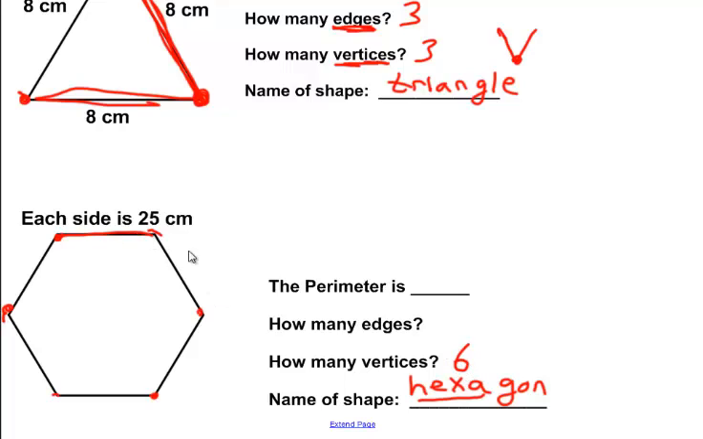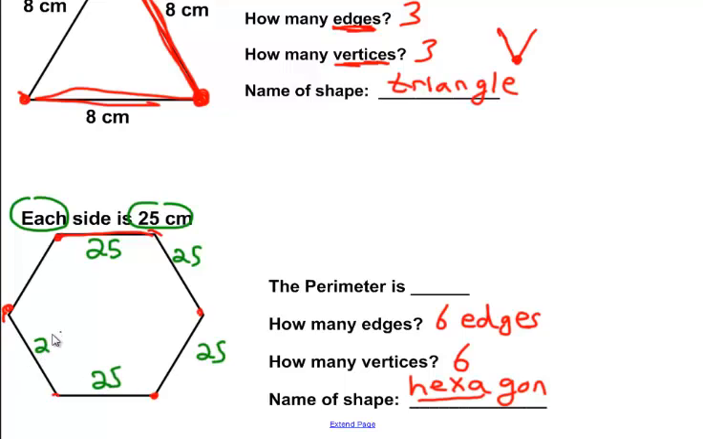How many edges? We just counted them. There were 6 edges. Remember, edges are the straight sides. So we have 6 of those. That's why we said it's a hexagon. And then the perimeter, now look what it says here. It says each edge, and that's a key word here. Each edge, or each side, sides and edges mean the same thing. Each one is 25 centimeters. So we have this one's 25, this one's 25, they're all 25.